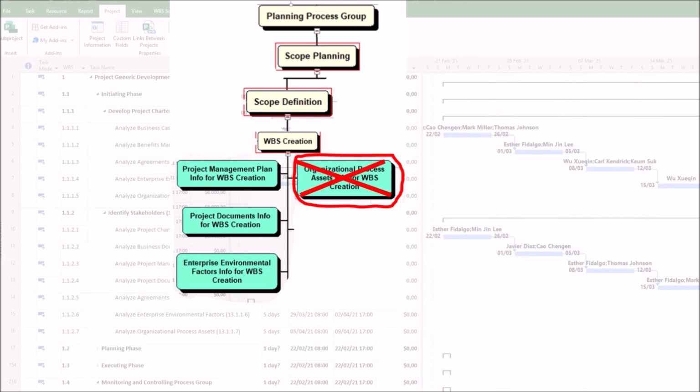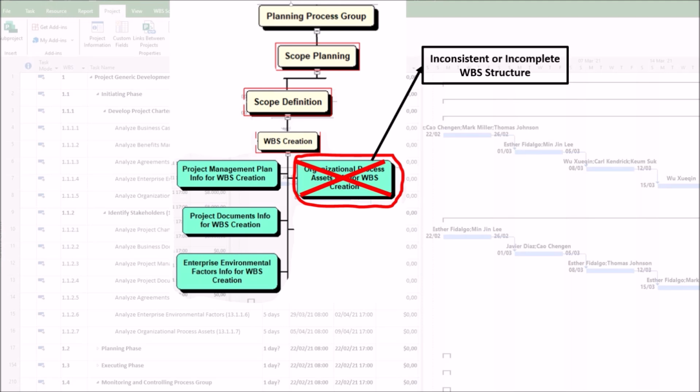How can a poor organizational process assets analysis harm the Create WBS process? A poor analysis or neglect of organizational process assets can significantly harm the Create WBS process, leading to inefficiencies, errors, and project risks. Here we have how a poor organizational process assets can harm the Create WBS process. 1. Inconsistent or incomplete WBS structure. Without leveraging past WBS templates or standards, teams may create an inconsistent structure, such as mixing phases, deliverables, and activities haphazardly. As a result, we may have confusion in scope management, misalignment with organizational norms, and difficulty in tracking work.